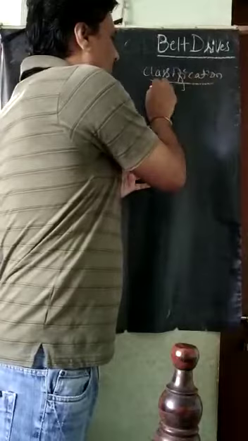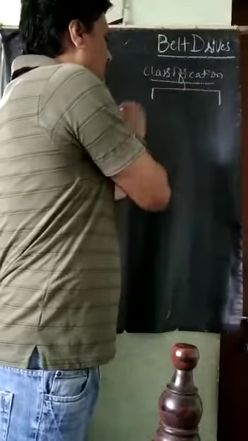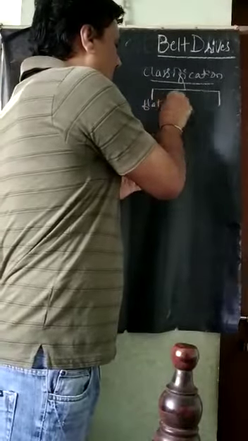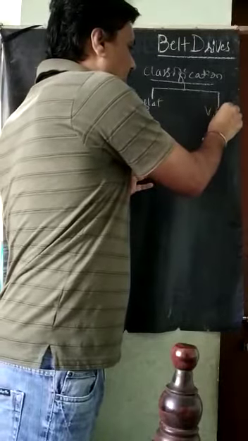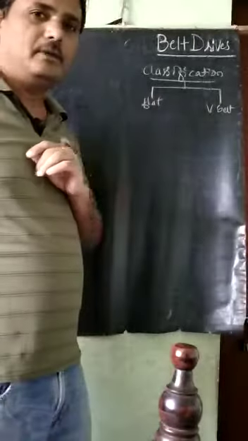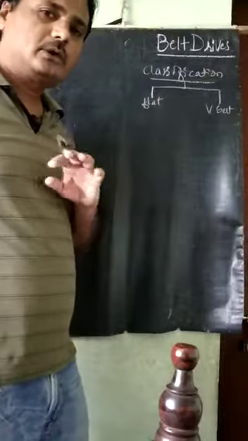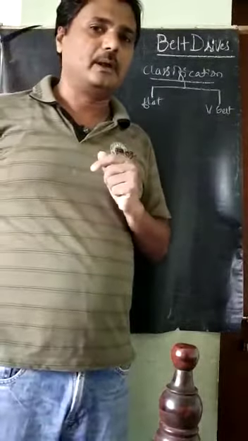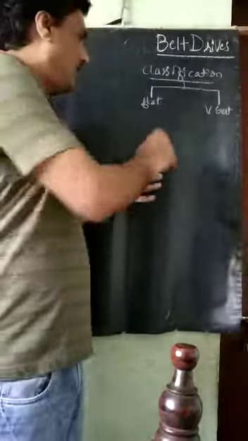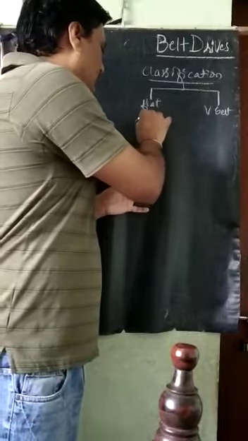Classification of the belt: mainly it is classified here into flat belt and V belt. So what is the difference between the flat belt and the V belt? The flat belt has pulleys like this.